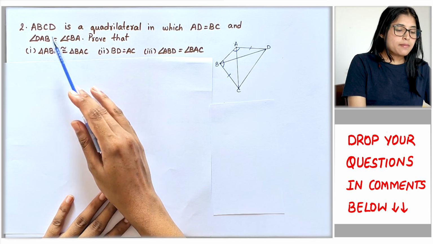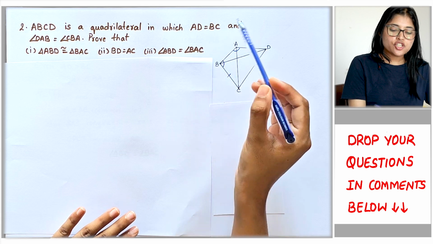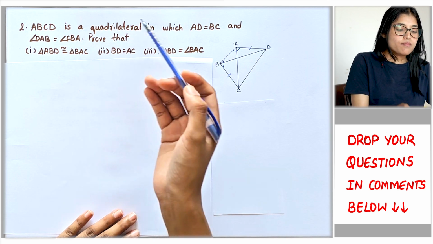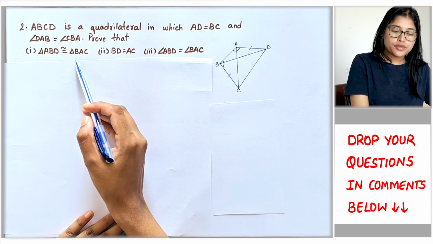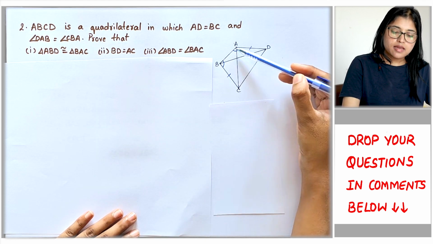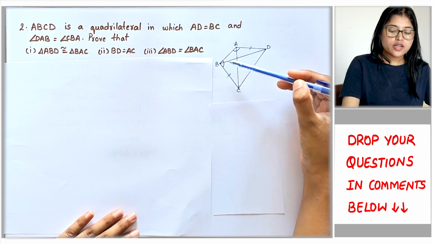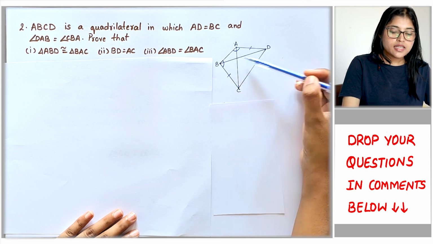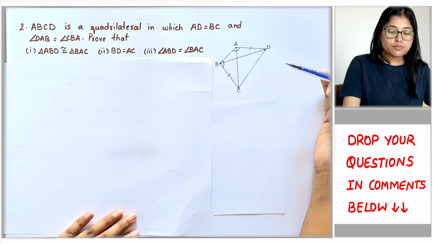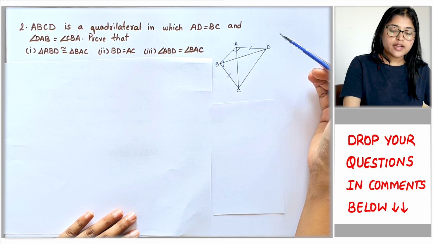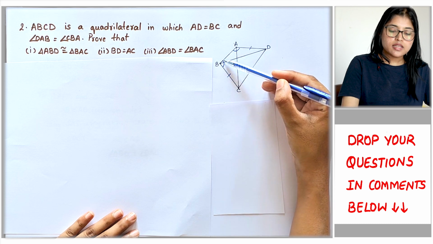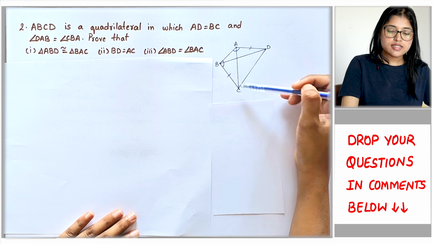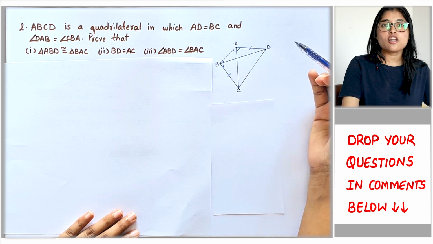The second question says ABCD is a quadrilateral in which AD equals BC and angle DAB equals angle CBA. Prove that triangle ABD is congruent to triangle BAC. That is ABD over here. We have to prove that it is congruent to BAC, and we also have to prove that BD equals AC, and we have to prove that angle ABD equals angle BAC. That is, angle ABD, this angle over here, is equal to angle BAC. So we need to prove that this angle and this angle are also equal.